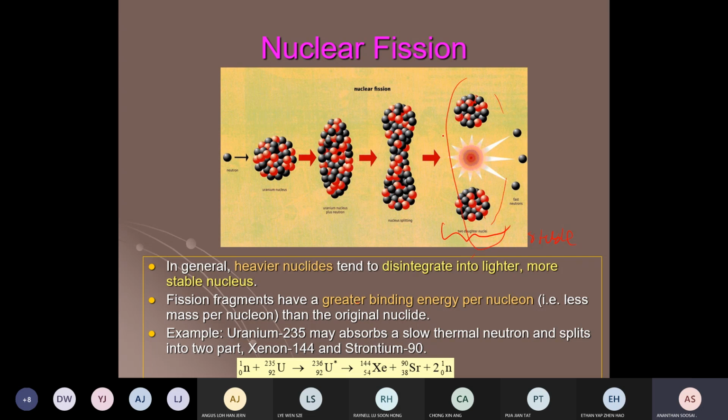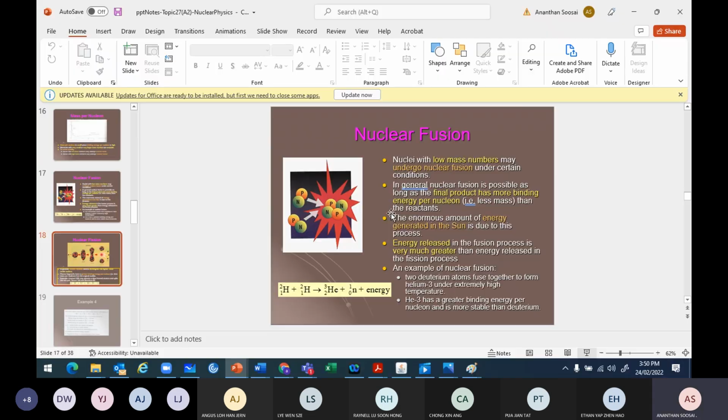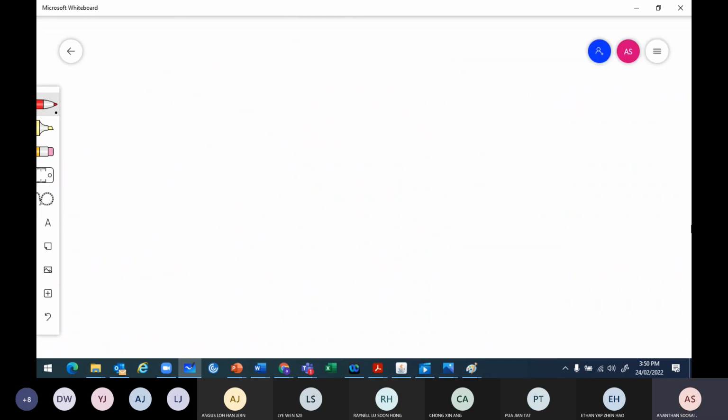But which side will have more mass? The reactant will have more mass, or the product will have more mass? Come on, please WhatsApp me if you know. Which one will have more mass? Okay, I think all of you are thinking.